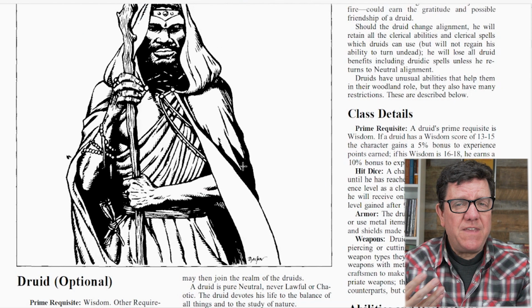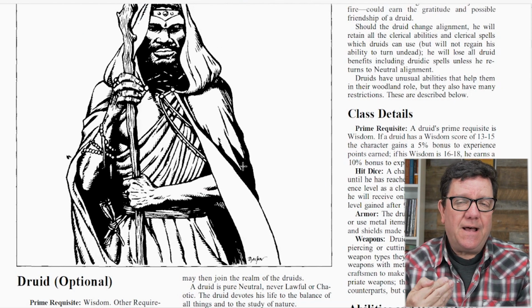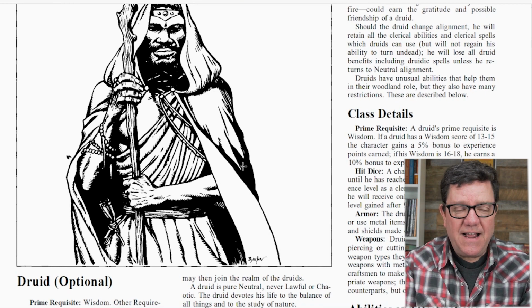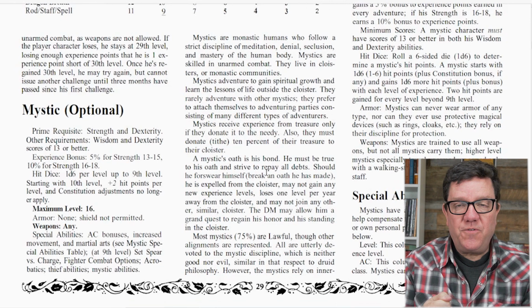Very nice. And then we have the optional classes. I'm not going to go over those. The druid, you have to be a 9th level cleric to take this class. So we're not going to worry about that. The mystic, you need a 13 wisdom and 13 dex or better.